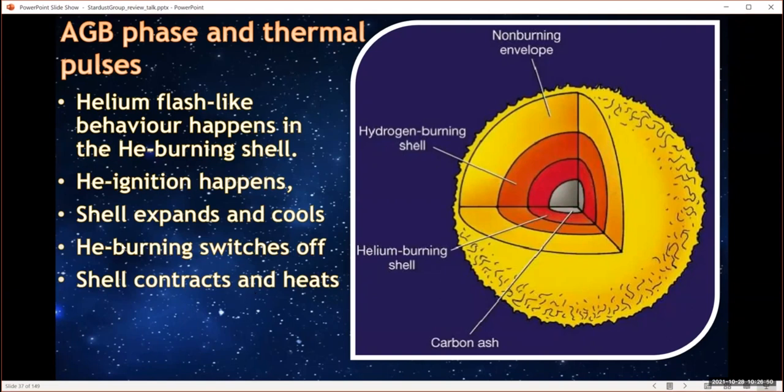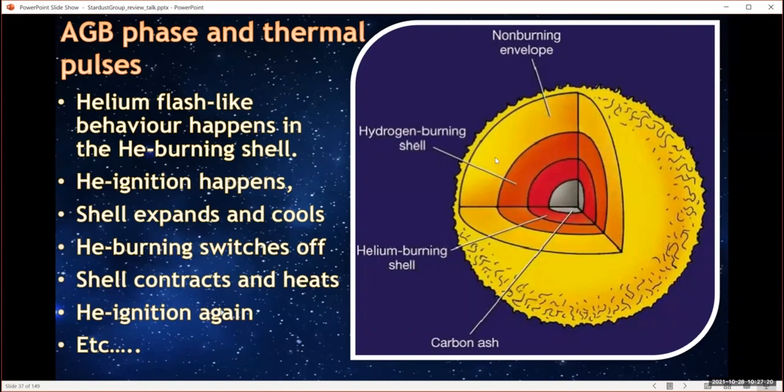So it's going to get hot enough to switch on the helium fusion again. And so the helium ignites again and we start over. So basically, helium switches on, the shell expands, helium fusion switches off, the shell contracts, helium fusion switches on, and we're back up to here. This happens on a time scale of the order of 10 to the 4 or 10 to the 5 years. So this is a much longer scale thing, but it also has a bigger impact on the internal structure.